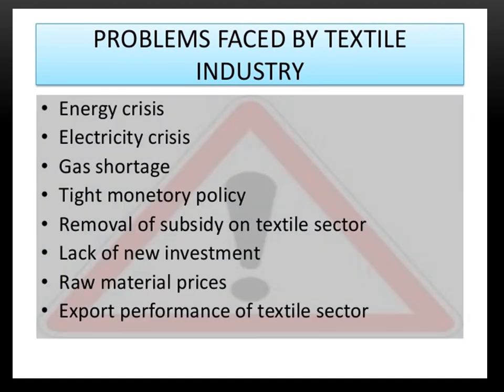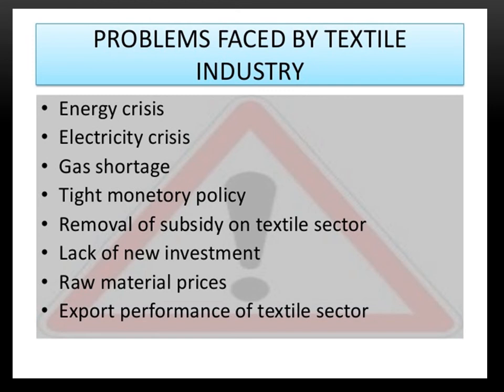Then again, we have energy crisis like frequent power breakdowns and shortage of electricity increases the cost of production. So we have energy crisis, we have electricity crisis here, we have a gas shortage. Then we have tight monetary policy by the government, like the removal of subsidy on textile sectors from the government. Then lack of new investment. People are not investing in this sector because it is not reliable.